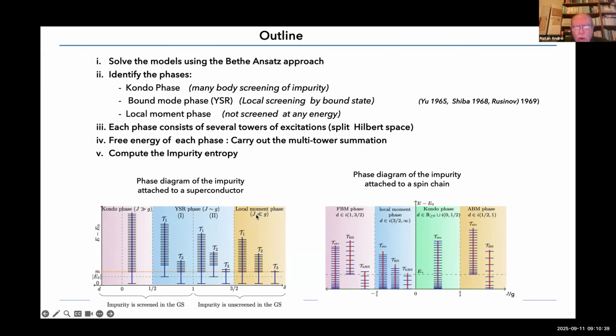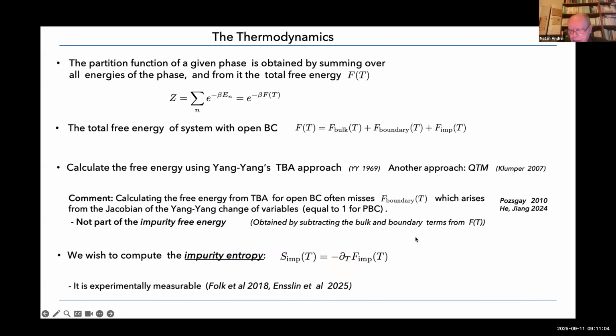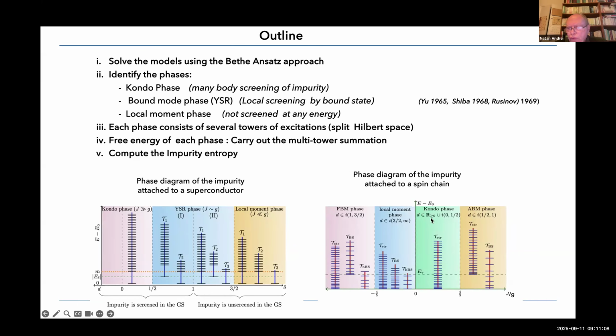When the Kondo coupling is small compared to the superconducting coupling, another phase occurs, and this is called the local moment phase. Now the impurity cannot be screened on any energy scale. However, three towers are present, built on three ground states. A similar structure occurs in the spin chain. We have a Kondo phase. Here we have two bound state phases, a ferromagnetic bound mode phase and an antiferromagnetic bound mode phase, and again a local moment phase where the impurity cannot be screened at all.